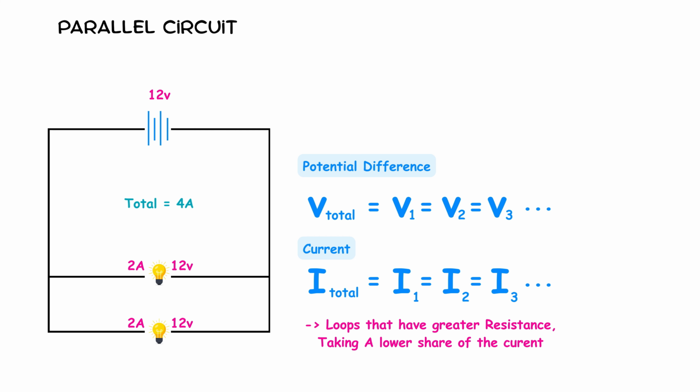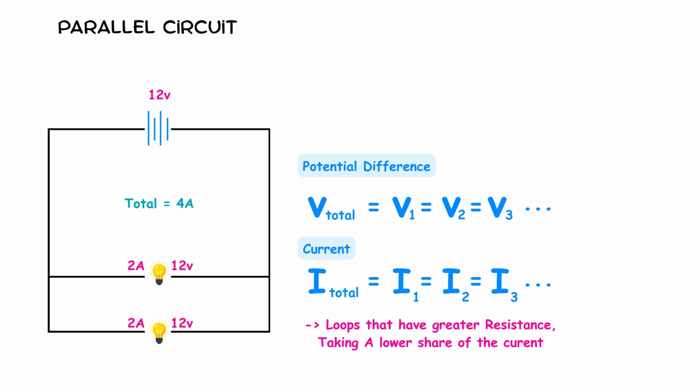Next, let's talk about current. In a parallel circuit, the total current is shared between all the loops. For instance, if we have a total current of 4 amps flowing through a 2-loop circuit, it could be split unevenly, like 3 amps in the first loop and 1 in the second, or evenly, with 2 amps in each loop. Regardless of how it's split, if we add the current in all the loops together, the sum will always equal the total current supplied by the battery. In this case, 4 amps.